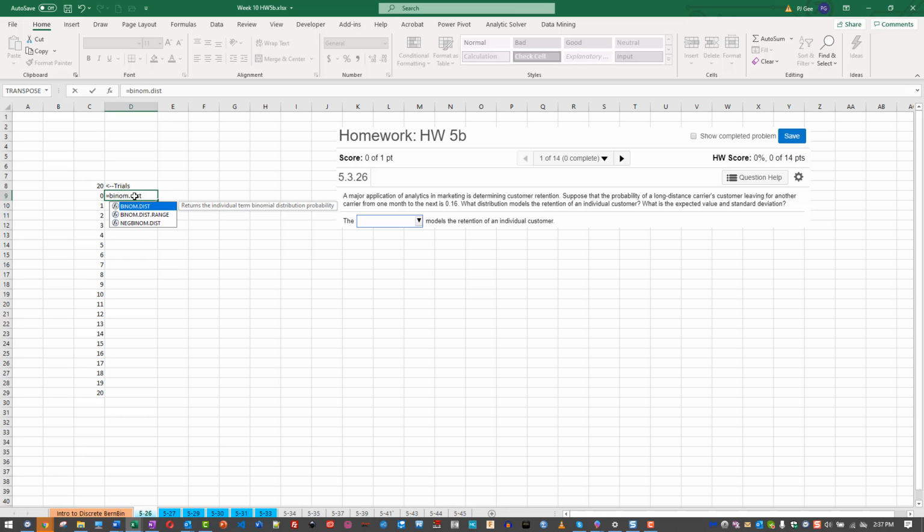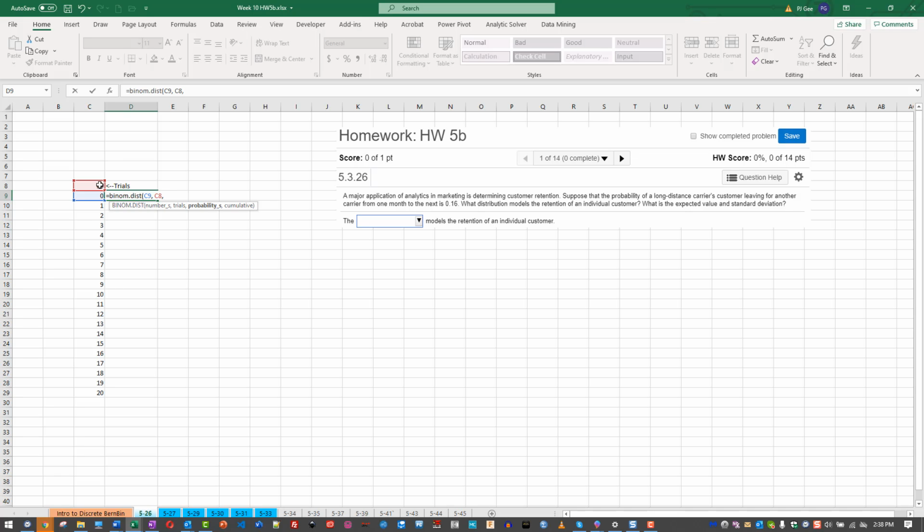BINOM.DIST. Okay, it's better to show it dynamically how this works. The number of outcomes, the number_s in this formula here, is going to be this. We're going to run a test. It has some probability of an outcome, and this is the number of, say, successes or identified outcomes of interest that we're looking at. The number of trials will be 20.